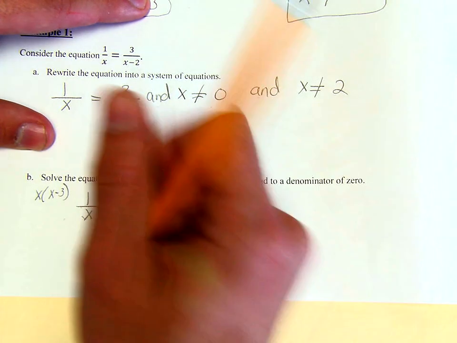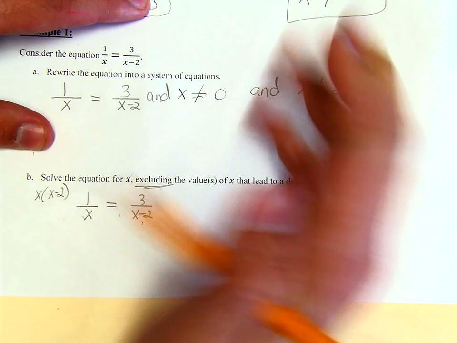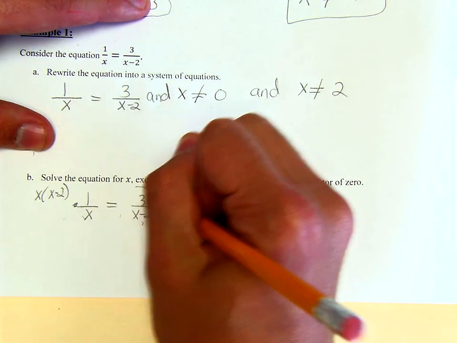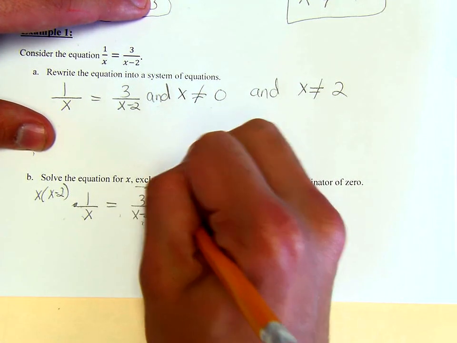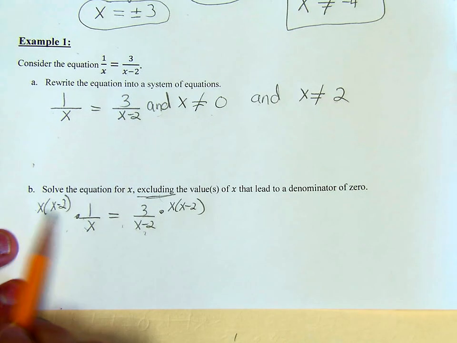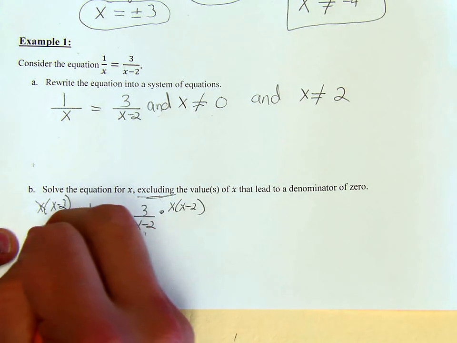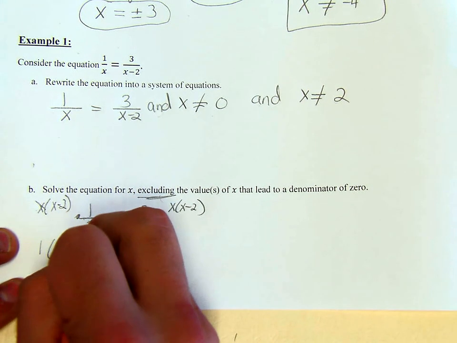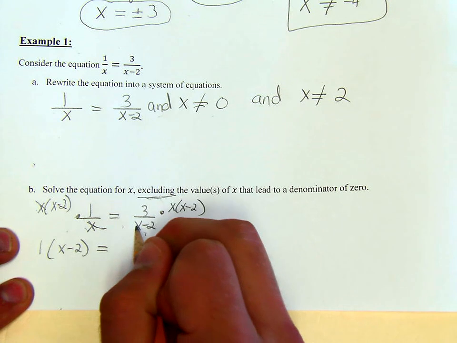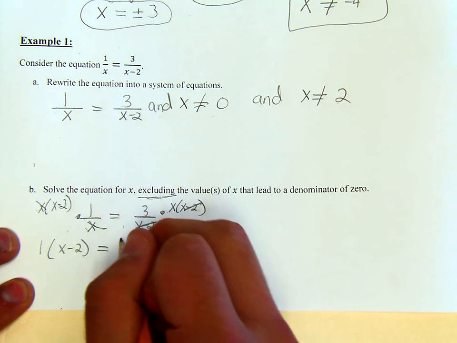And then on this side, we're going to multiply by x times x minus 2. Okay? And x divided by x will cancel. So we're just going to get 1 times x minus 2 is equal to 3 times x, because the x minus 2 here will cancel with that x minus 2. So we're going to get that x minus 2 is equal to 3x.